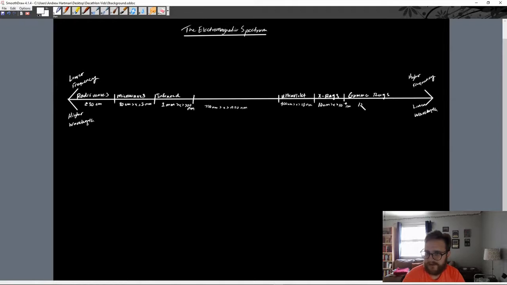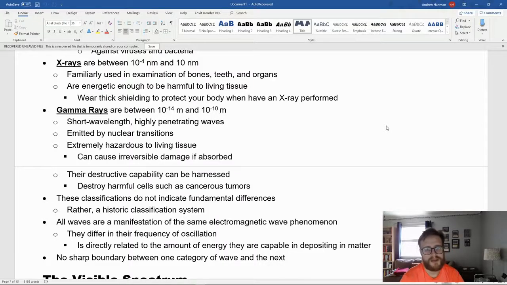Gamma rays go from 10 to the negative fourth nanometers to 10 to the negative 10 nanometers. They are very short wavelengths, obviously, and they're highly penetrating, right? They are mostly emitted by nuclear transitions, and they're extremely dangerous to living tissue. And if it gets absorbed, it could be game over for you, right?